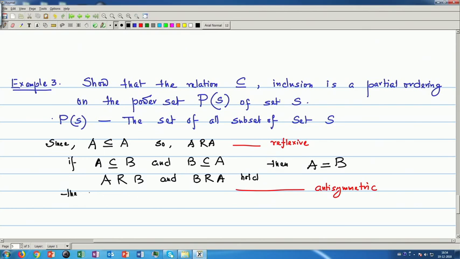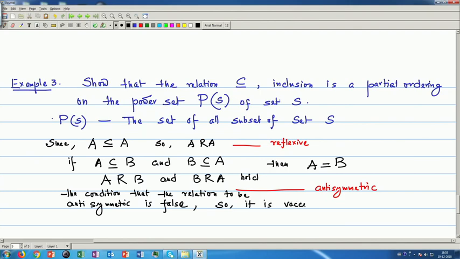So the condition for the relation to be antisymmetric, the premise is false, so the antisymmetric property is vacuously true.